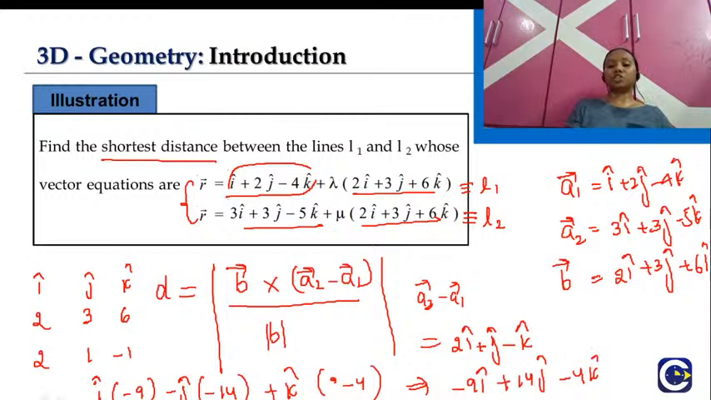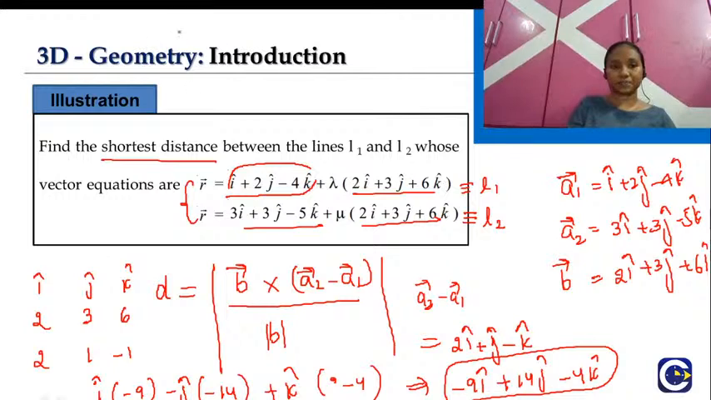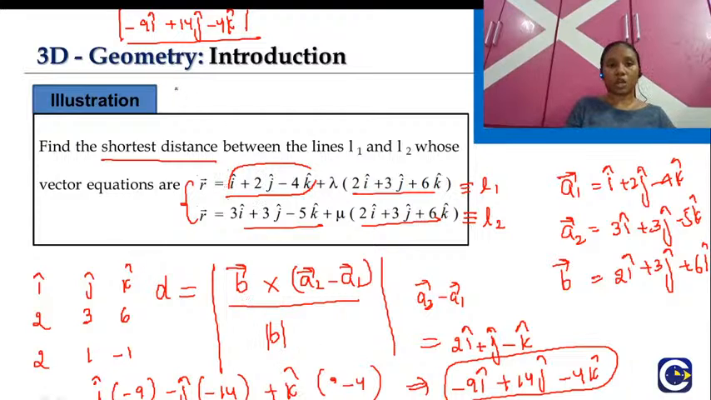So what is my numerator here? My numerator consists of a vector, that is minus 9 i cap plus 14 j cap minus 4 k cap. So this modulus I have to find, and in the denominator is modulus of my b. So what is modulus of b? That is 2 square plus 3 square plus 6 square.